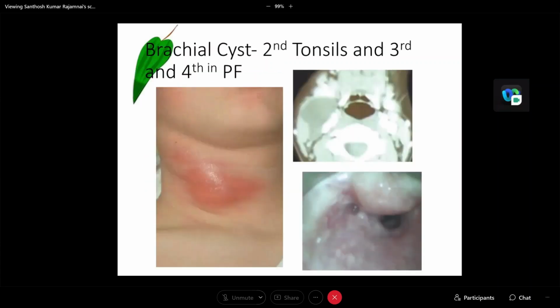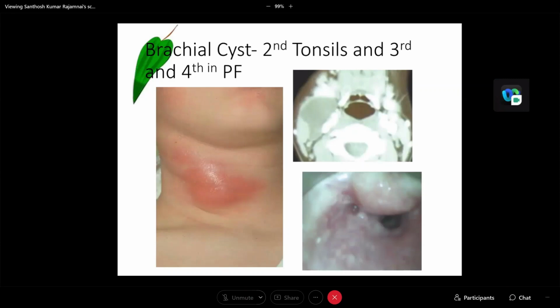Another swelling, again I'm going to be fast and brief. Another swelling, which is not commonly seen, is your branchial cyst. Now, a branchial cyst is the persistence of the second and third or fourth pharyngeal pouch, right? And the branchial cyst usually is seen in connection with the anterior border of the sternomastoid muscle. It is usually seen here, even in this one, the swelling and the redness are there in the anterior border of the sternomastoid.